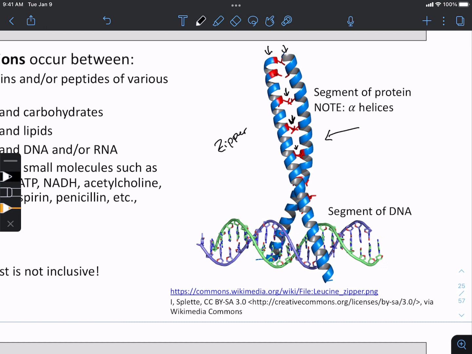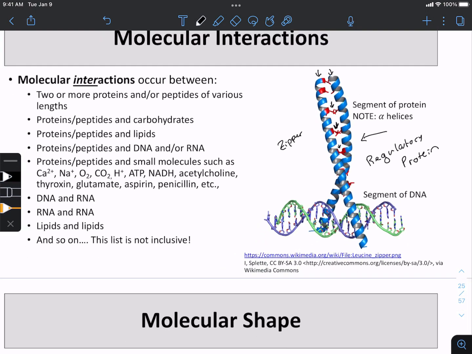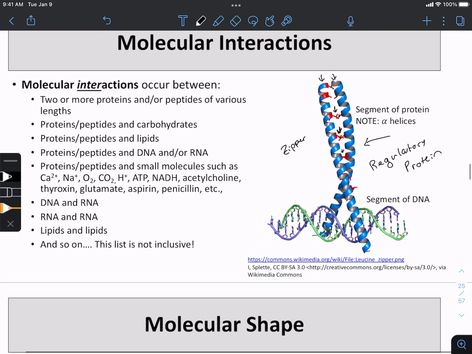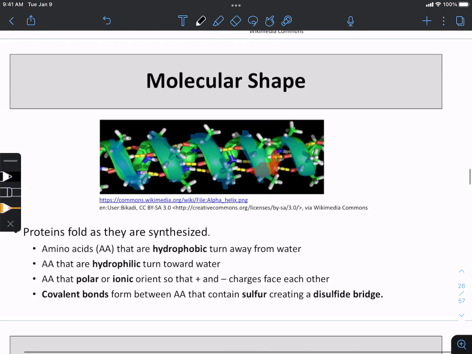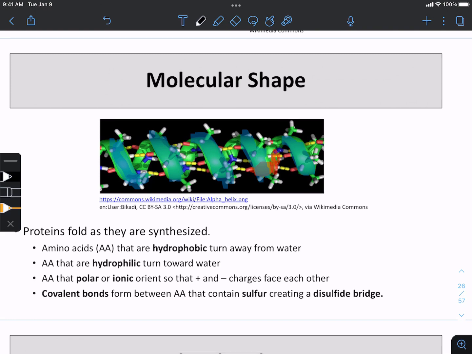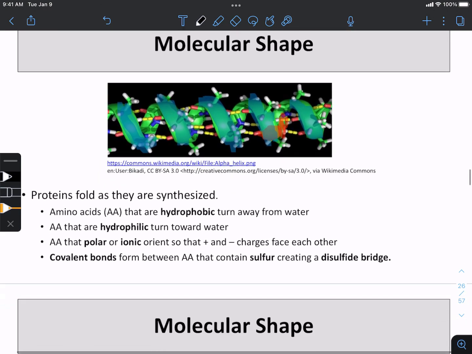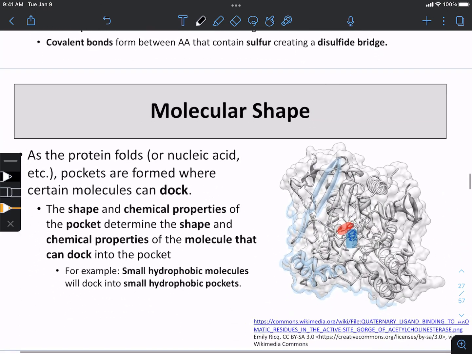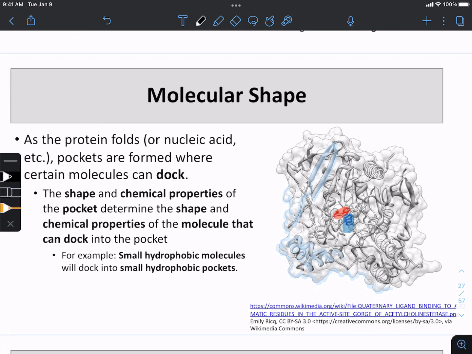We're going to talk a little bit later on in a different lecture about why certain proteins interact and how they affect transcription. But this is likely a regulatory protein that's going to affect the transcription of DNA. I've talked already about the molecular shape and how they fold, so I don't want to revisit this. This essentially looks at that molecular shape. But I do want to focus on this as we start to look at the shape.